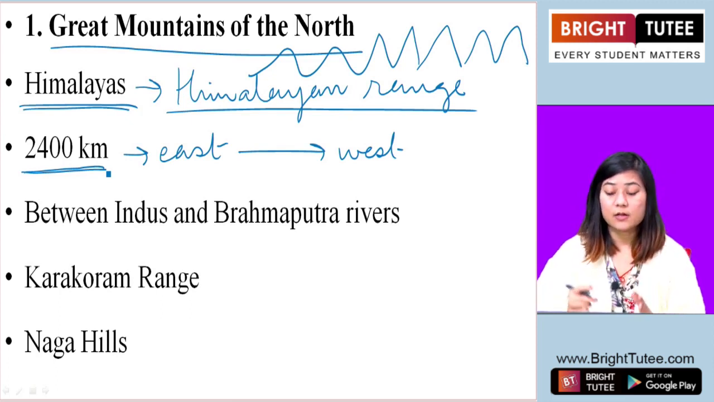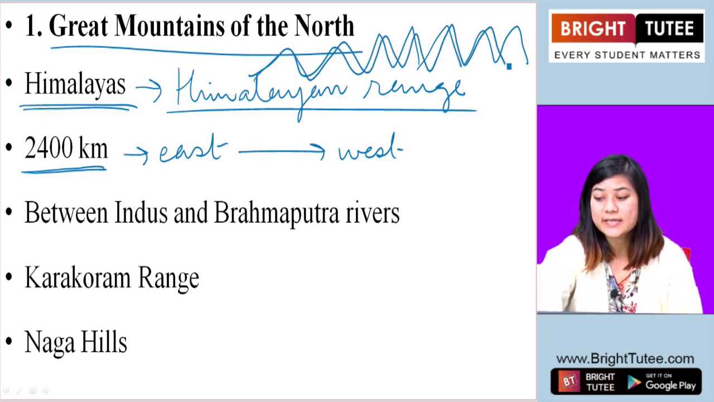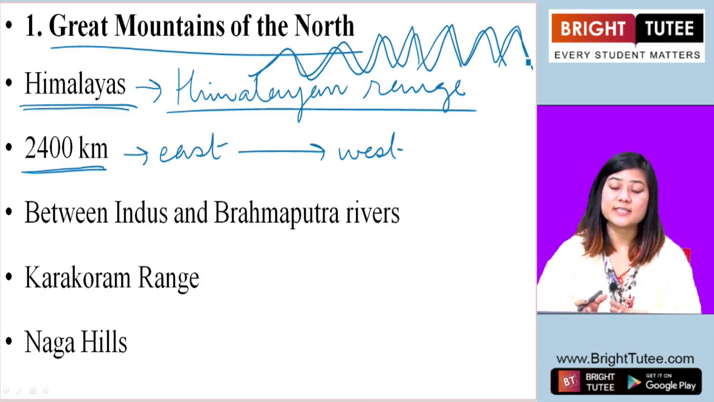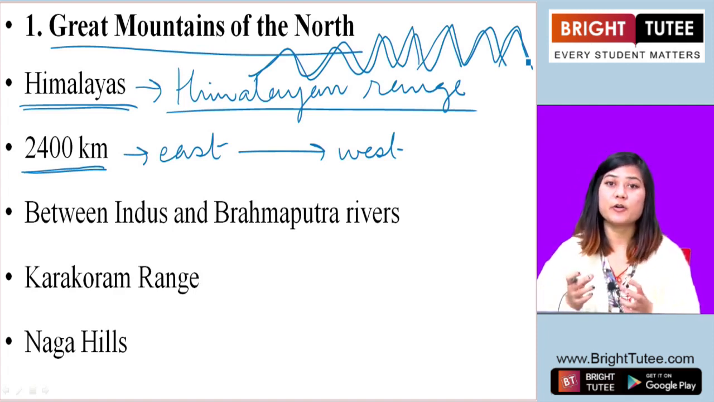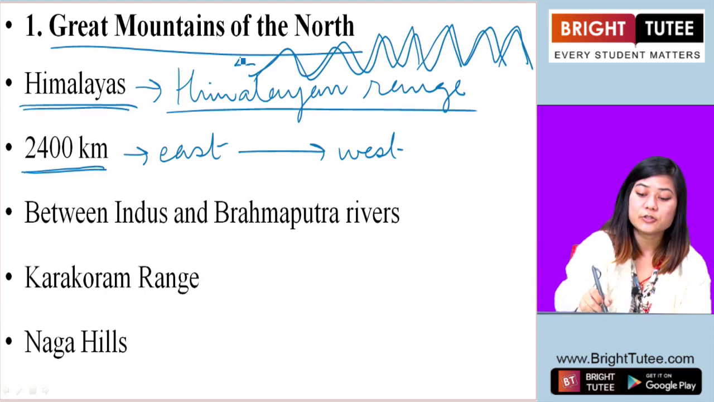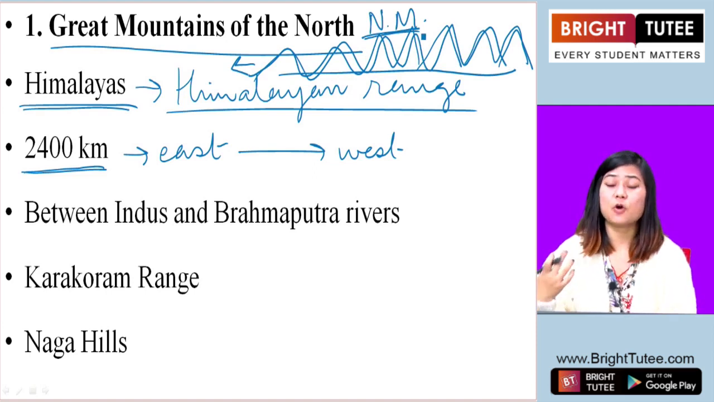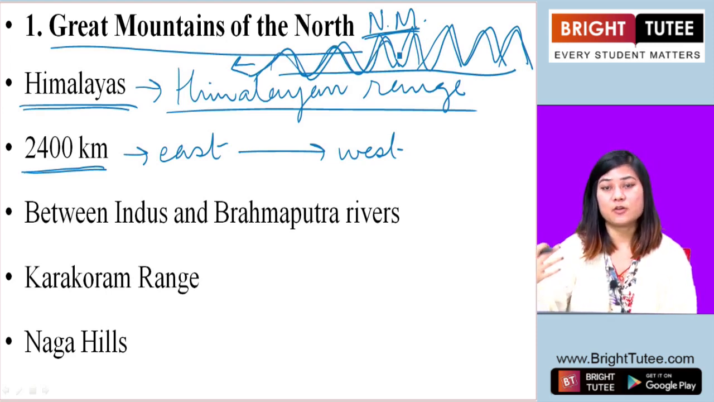Now, when we say that it is a long range of mountains, we can see that it can be divided into three parts, according to which area or site it is located in. For example, the northwestern. So this is the north, right? The northern mountains, the great mountains of the north. We know that the range is in the northern part of our country.